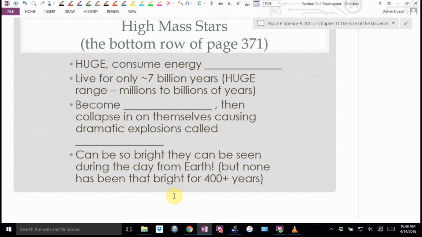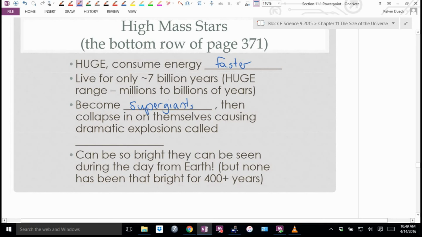They're huge. They consume energy way faster. They live for only about 7 billion years, but actually there's a huge range. The really massive ones might only live for a few million years, up to billions of years, because there's some super, super big, massive ones out there too. They go really fast on the cosmic scale. They become supergiants.